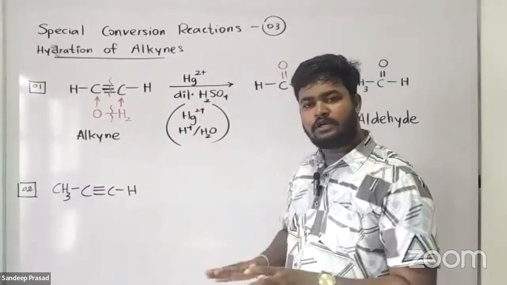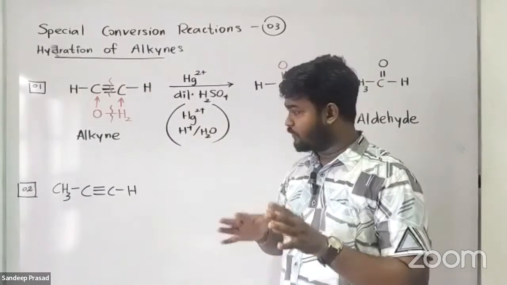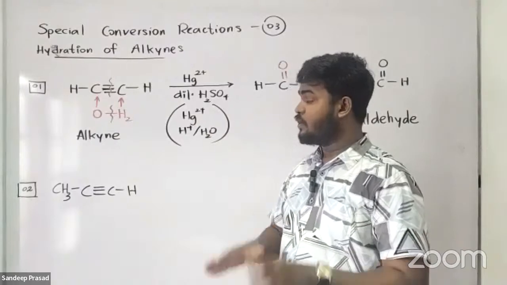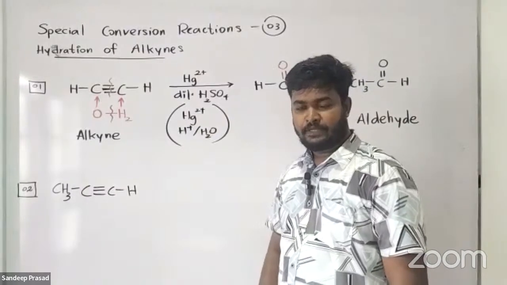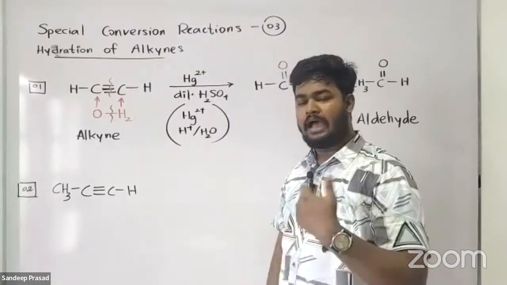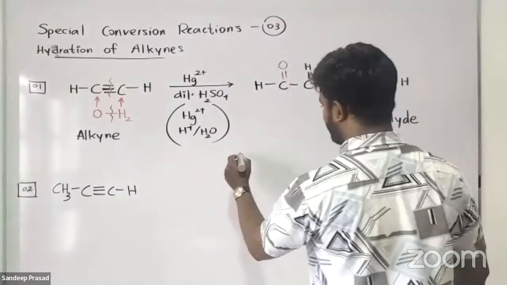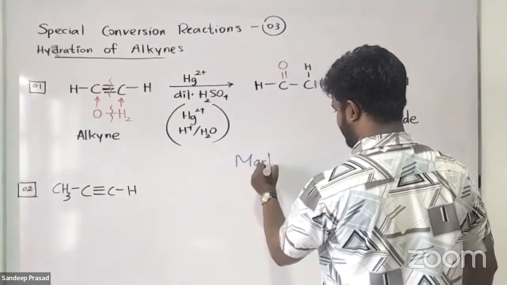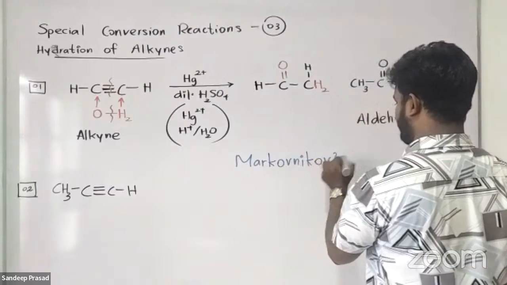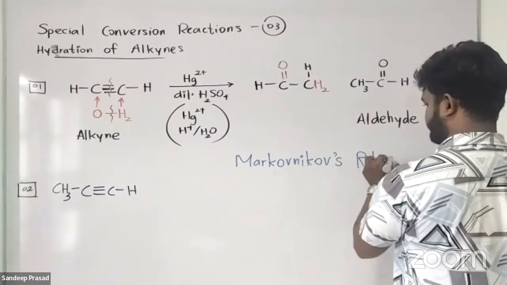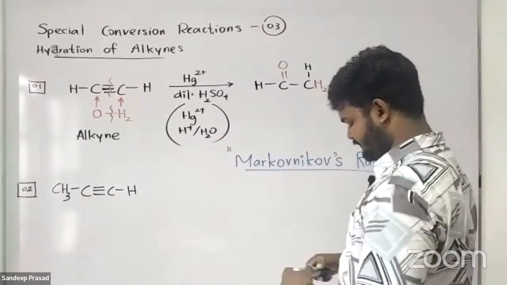So when a water molecule is connecting to this alkyne, you have to remember where actually this water molecule is connecting. That means where oxygen is connecting and where the two hydrogens are connecting. Hydrogen is connecting to which carbon atom and oxygen is connecting to which carbon atom. For that, students, remember we have a rule. What is that rule? That rule is known as Markovnikov's rule. This is very important.